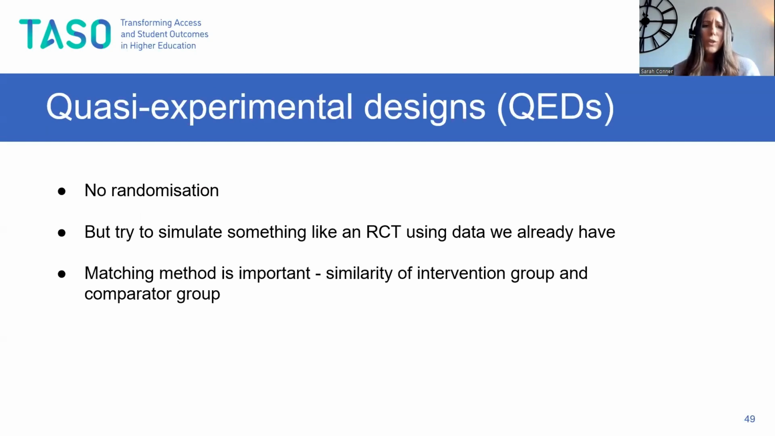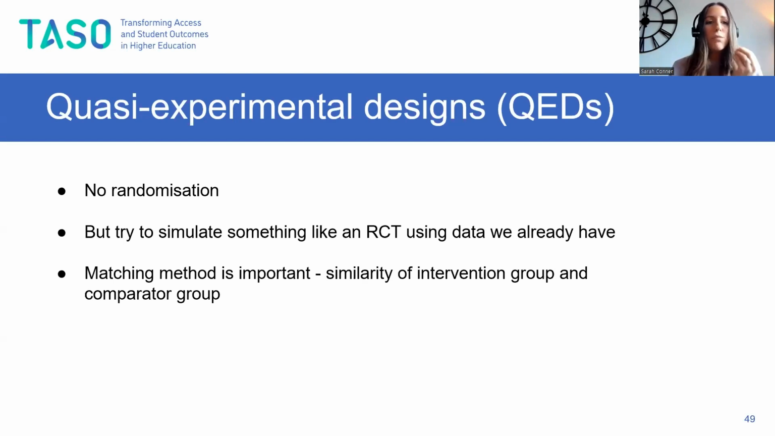So this brings us on to quasi-experimental designs. These are still a type 3 methodology, but they have a naturally occurring control group or comparator group, generally from existing data. So they're trying to simulate a randomized controlled trial using data that you've already got. But it's different to that basic comparison group that I talked about earlier, because your matching method is strong. The way you're matching students that receive an intervention to your comparator group is really important.